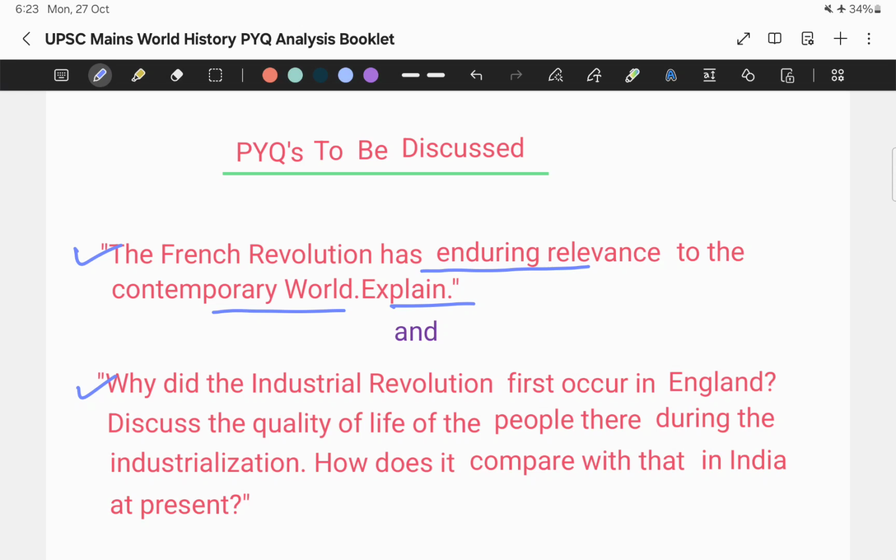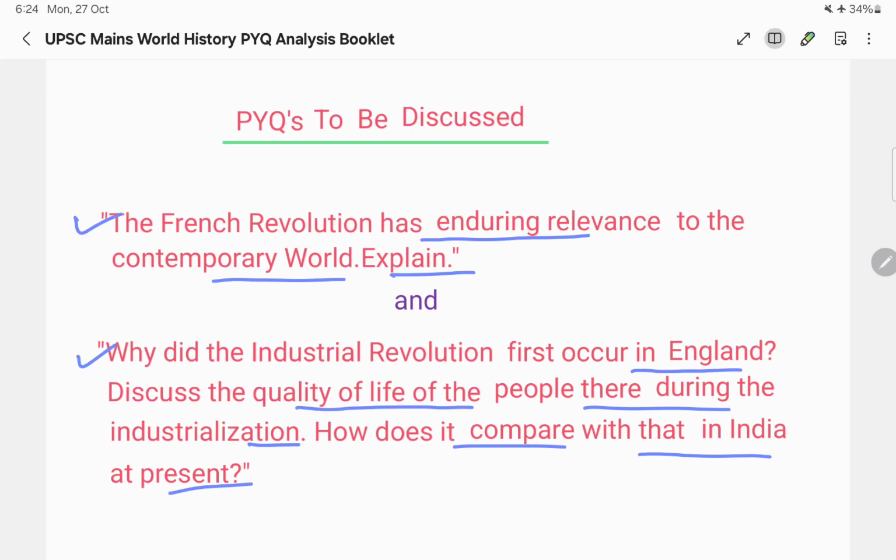What was the question? Why did the Industrial Revolution first occur in England? Discuss the quality of life of the people there during the industrialization. And the third part of the question is, how does it compare with that in India at present? So these are the two questions that we will be discussing in today's session. Now let's start with the first question.